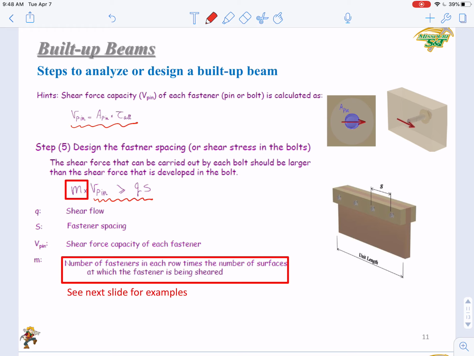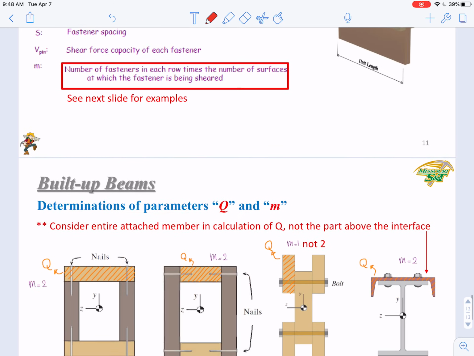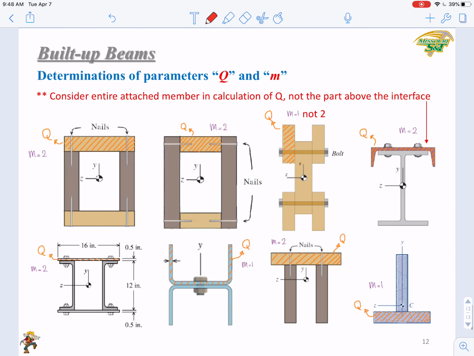But here, you can see in this general equation we added an M. This is the additional parameter. It's the number of fasteners or number of bolts in each row times the number of surfaces at which the fastener is being sheared. So sometimes we need to multiply this V pin by an M, and this M depends on the setup of the built-up beam. In the next slide, we'll give you several examples to determine the area you need to consider in calculating Q, and the M values.